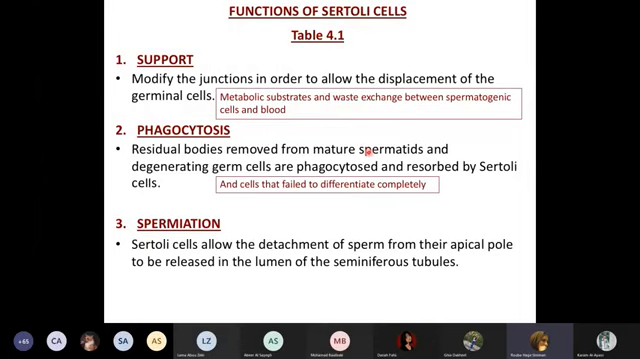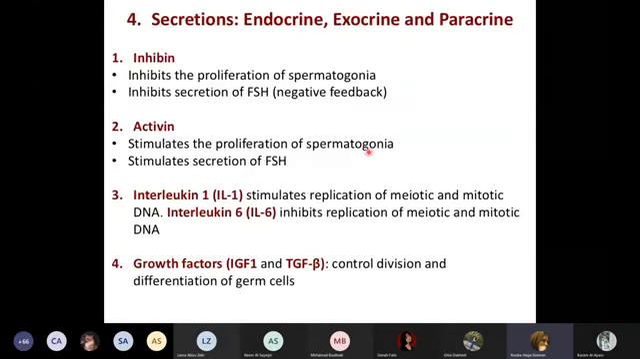The number 4 function is the secretion, and when we talk about secretion, there are molecules that are secreted to act in an endocrine way, or exocrine, or paracrine. Examples of secretions include the inhibin. Now, inhibin is secreted by Sertoli cells to inhibit the proliferation of the spermatogonia, as well as to inhibit the secretion of FSH by acting in a negative feedback. We will see this today.